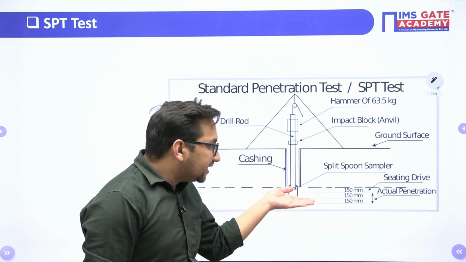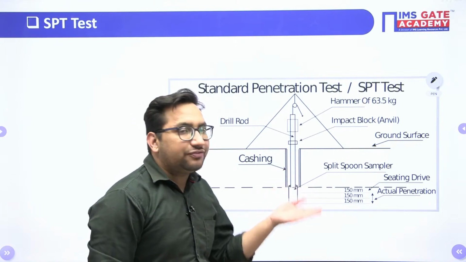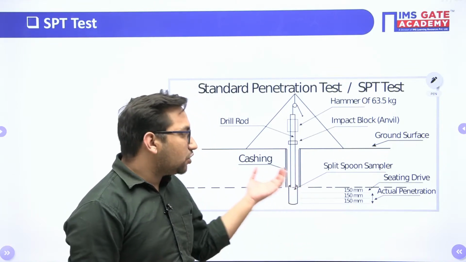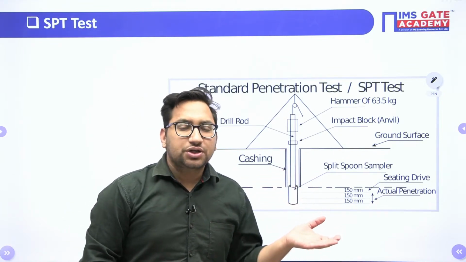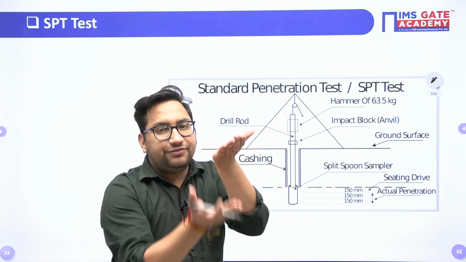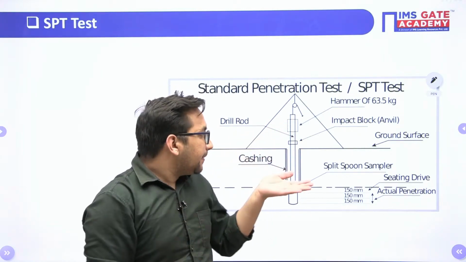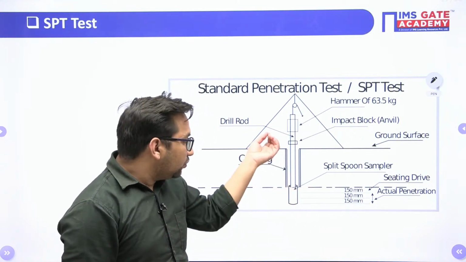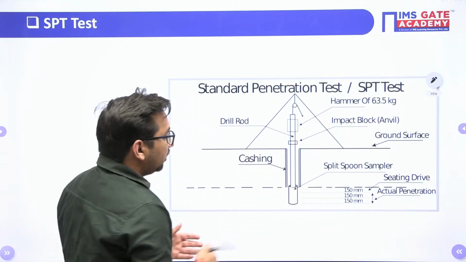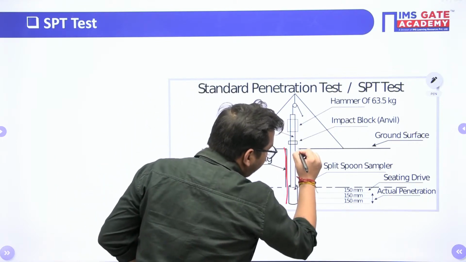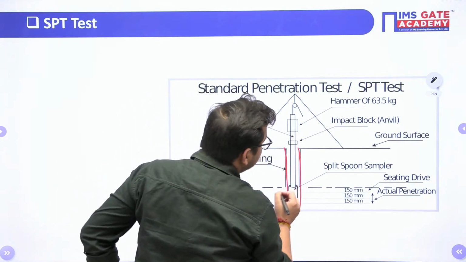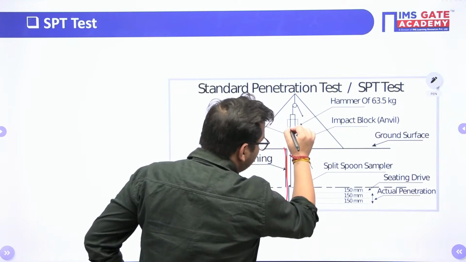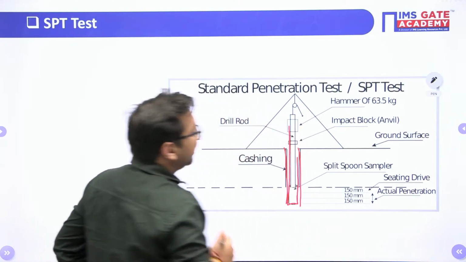This particular test can be done at different depths. This test is also used for soil exploration. So if you want to explore the soil at different depths, you can perform this test for the different depths, right? So what we do, we make one borehole. So we have made one borehole. In this borehole, we will insert our split spoon sampler. So you can see that one sampler is inserted in it.